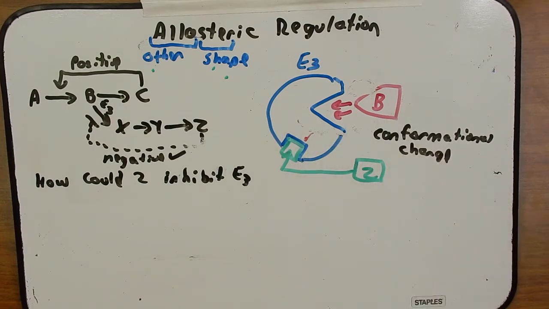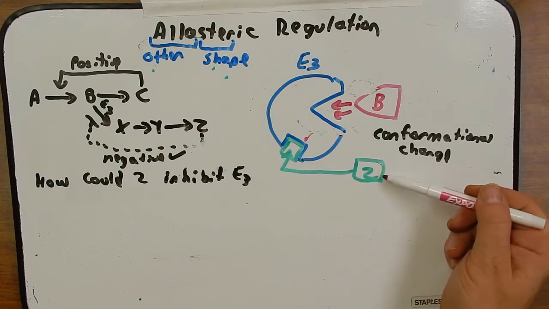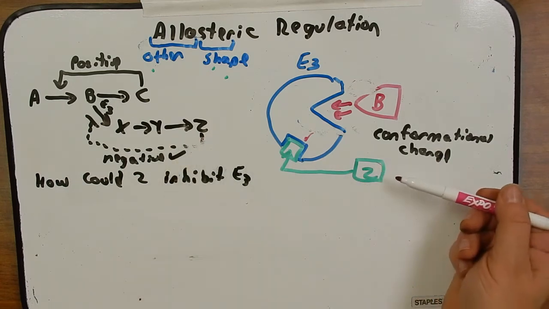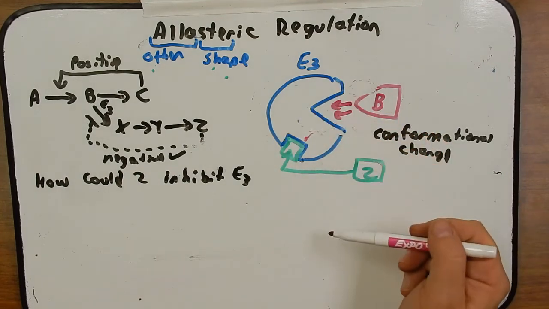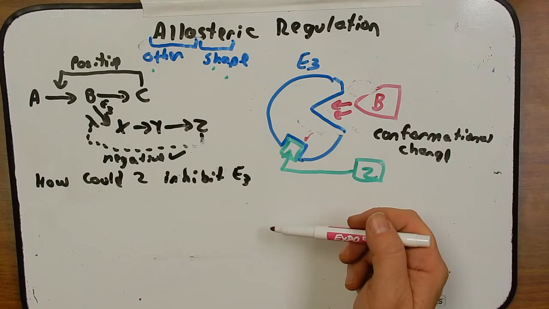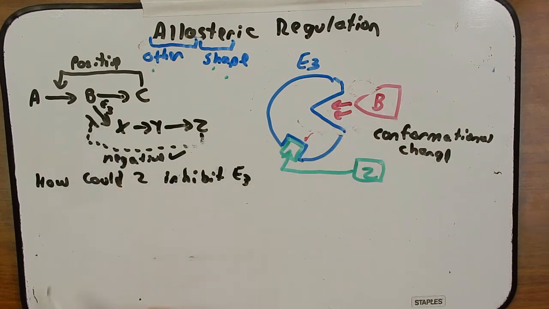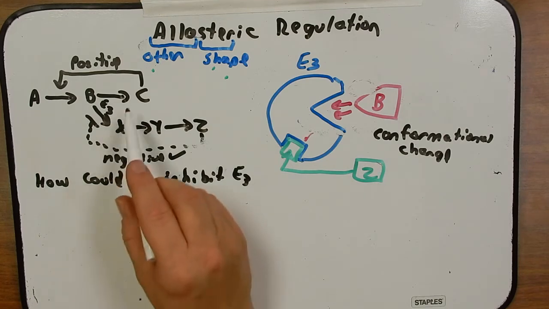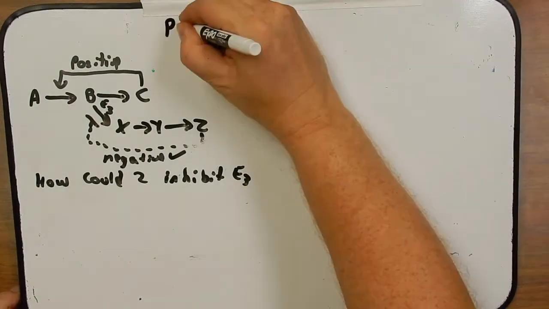So to recap here, allosteric regulation is when a molecule of some kind, one of these products here, can bind to an alternative site. It changes the shape of the protein. As it changes the shape of the protein, it can either prevent an enzyme from doing its job, or it could enhance the enzyme in doing its job. Now let's move on to the next topic of protein regulation. And this next topic is phosphorylation.